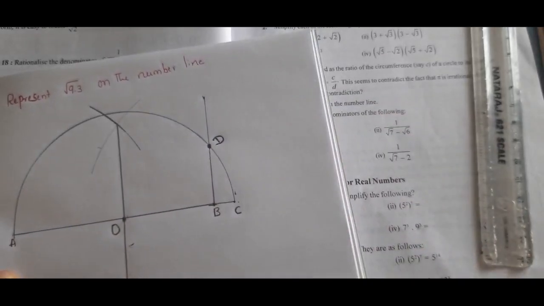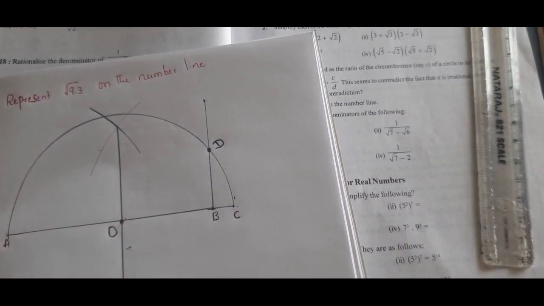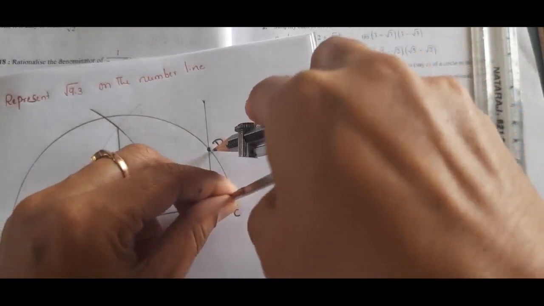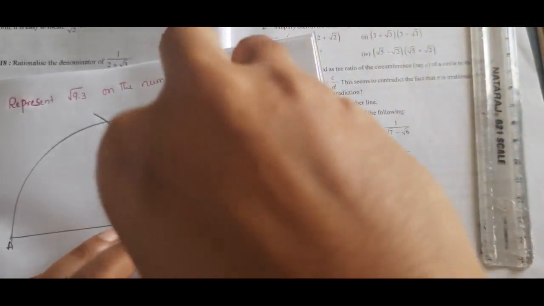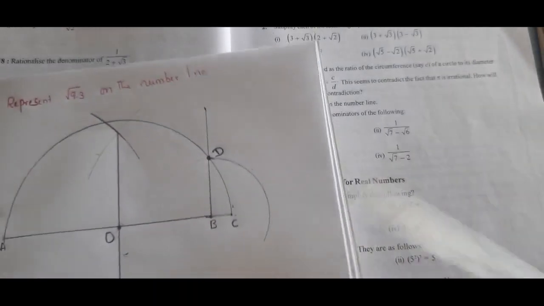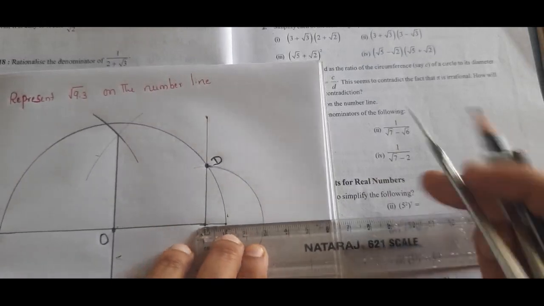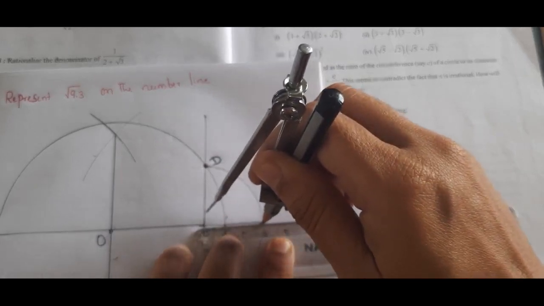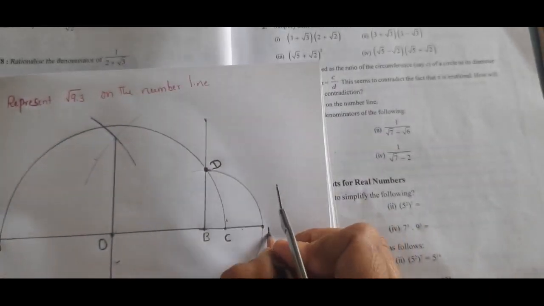Measure this BD and take an arc on the number line. On the number line, take an arc from the measurement of BD and draw the arc. Join this arc to the line segment and write it as E.